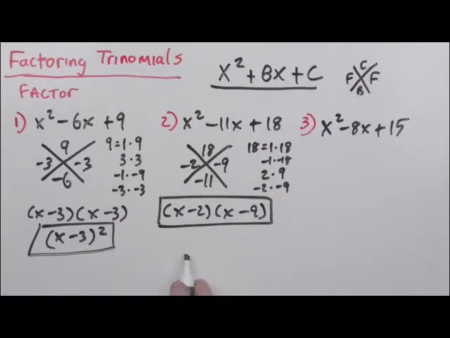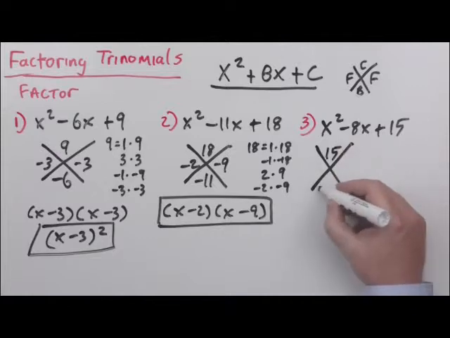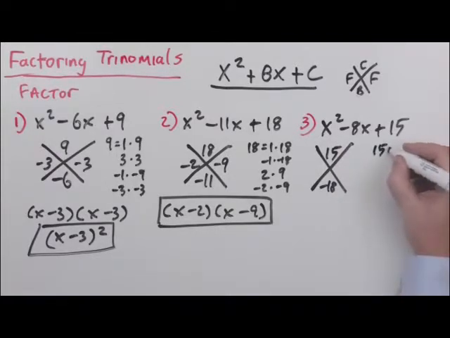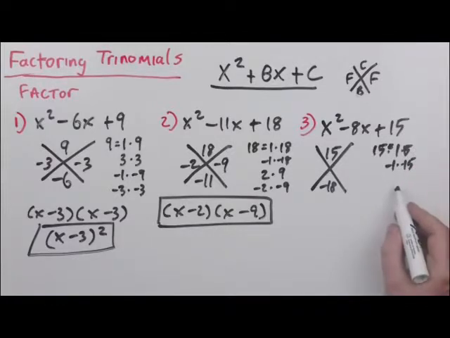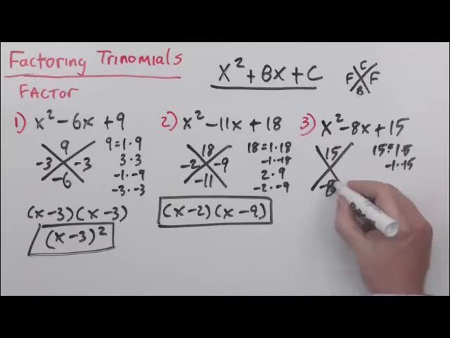Great. Okay, let's look at the next one. So I have 15 and negative 8. What multiplies to 15? Let's see, 1 times 15, negative 1 times negative 15. It has to add to negative 8. That doesn't work. Oh wait, I wrote that wrong.